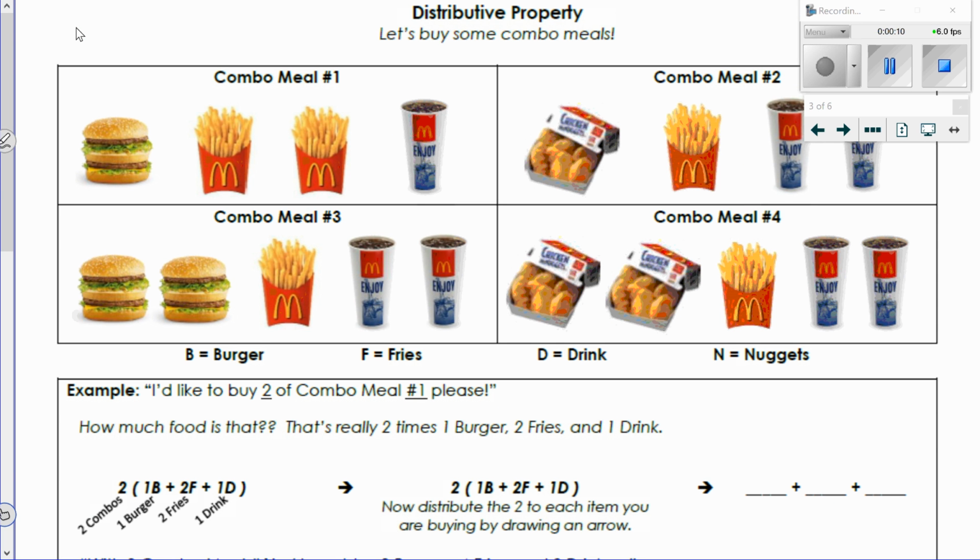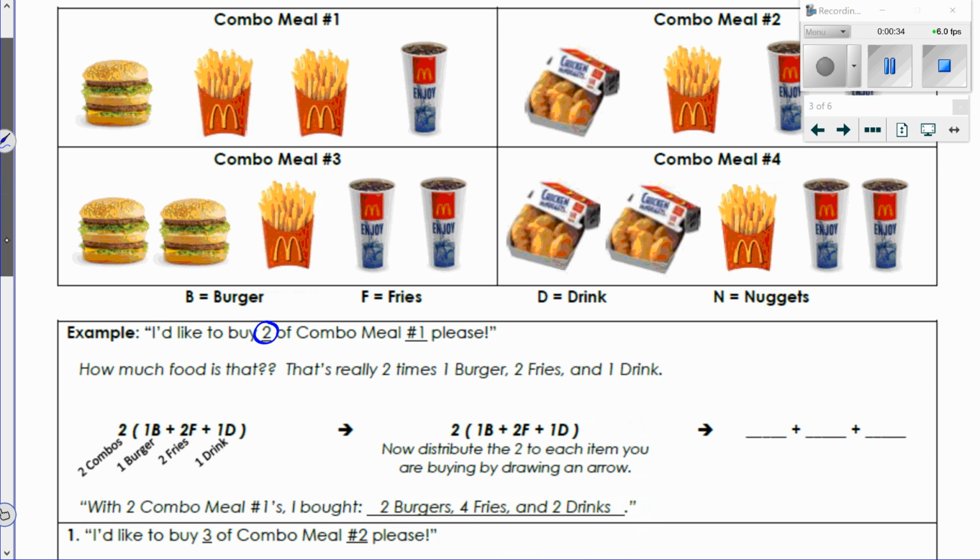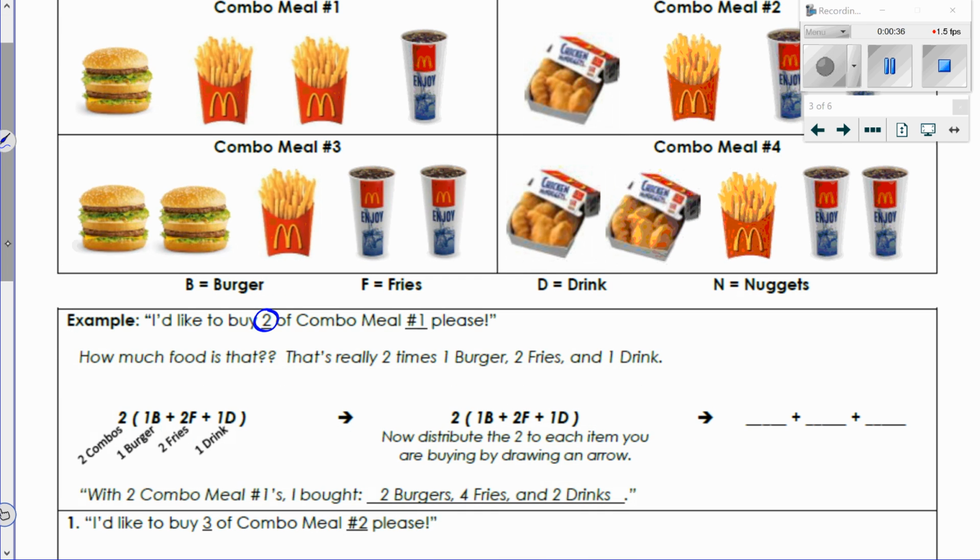Guys, anyway, so what we're doing today, we're going to use McDonald's meals to help you understand how distributive property works. In other words, if I'm buying multiples of a set of something, how much should I walk out with? So let's take, for example, if I say I'm going to buy 2 of combo meal number 1, what I'm asking is how much food should I end up with if I have 2 of those combo meals?